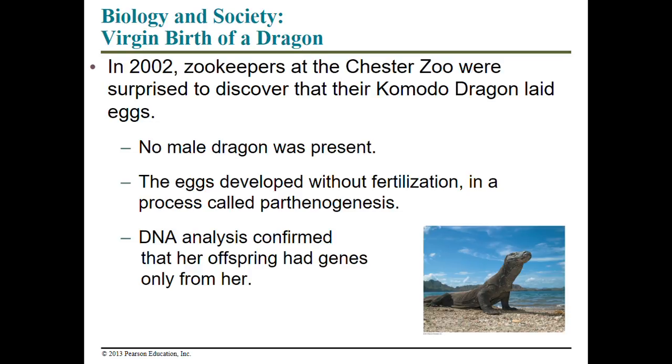A good example of this is recently, in 2002, zookeepers noticed a single female Komodo dragon laid eggs. And the eggs developed with no male present. So how did this happen? How did we have viable offspring without a male? Well, the offspring only had the female's DNA. This is called parthenogenesis, and this Komodo dragon basically cloned herself. And we're going to learn a little bit about that.